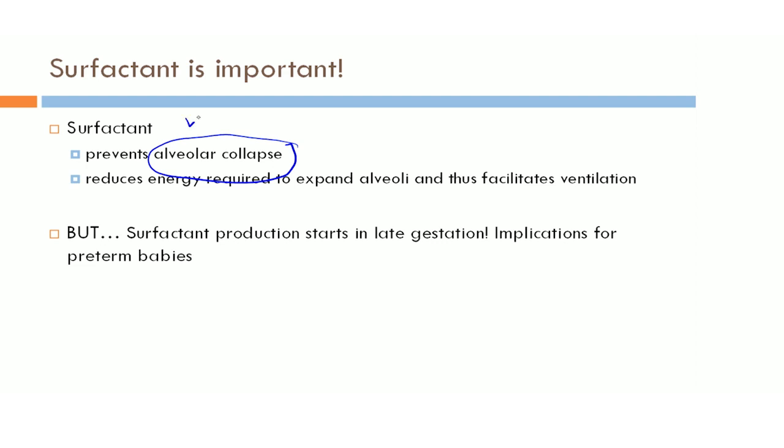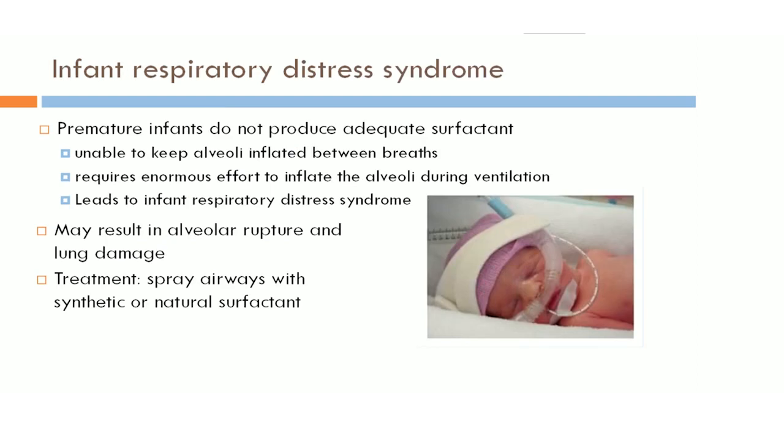So surfactant sounds great, but it also poses a problem because we only start to produce surfactant during late gestation. So right towards the end of pregnancy is when fetuses start to actually produce their own surfactant, and this has huge implications for preterm babies. We can see here that babies, if they're born before they're meant to, if they're born preterm or premature, are not born at a time when they're yet producing enough surfactant. So premature infants often don't produce adequate surfactant.